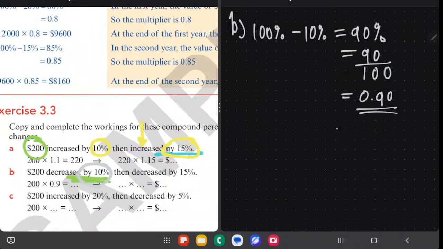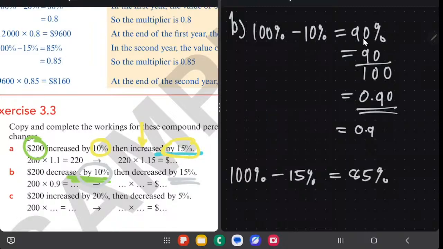Now, what else do we do? You decrease again. You have decreased again by 15%. Okay, so we start at 100 again. Then we subtract 15%. Always start at 100. Always. Then here you get 85%.